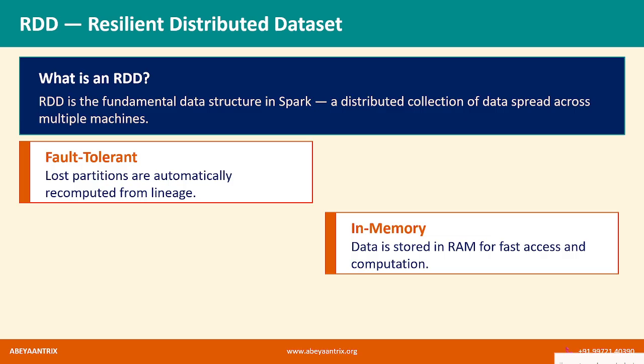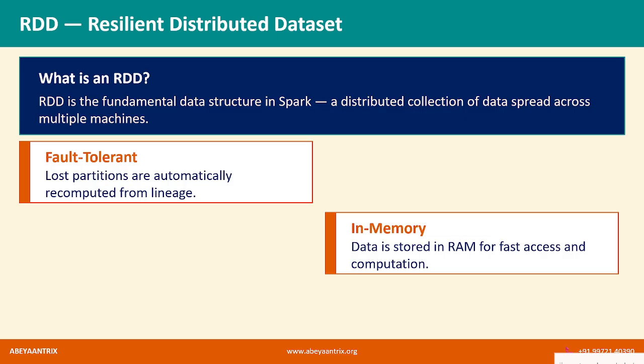So if any data is lost, I told you Spark is fault tolerant. So how is Spark fault tolerant? It is because of this RDD. You can think like this. Because of this RDD, you can recover back the lost data automatically. So this is one main feature of RDD. Then what is the other feature?